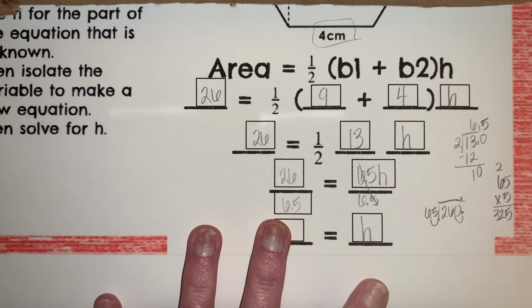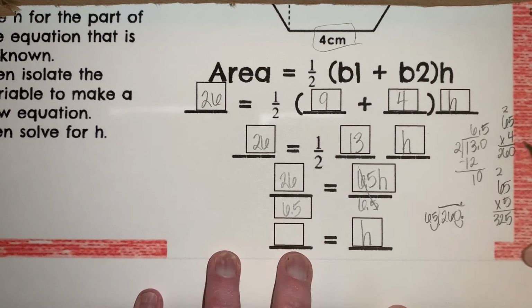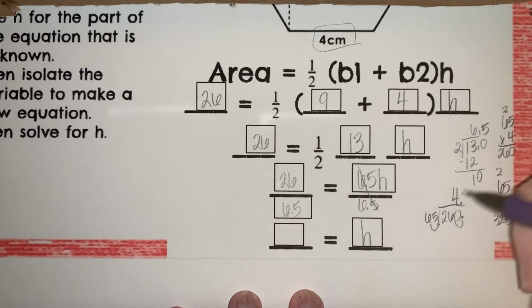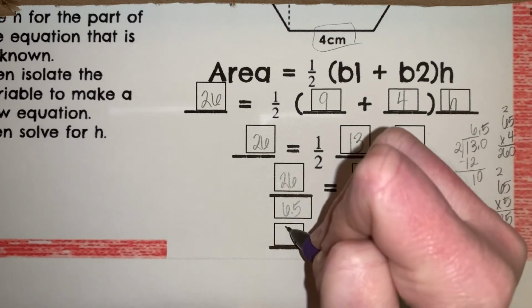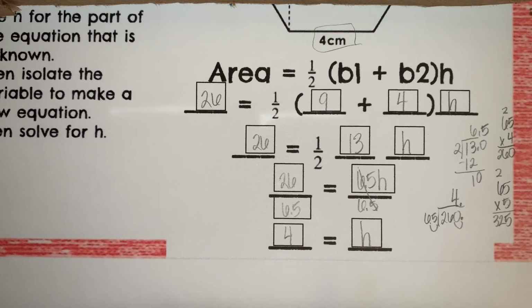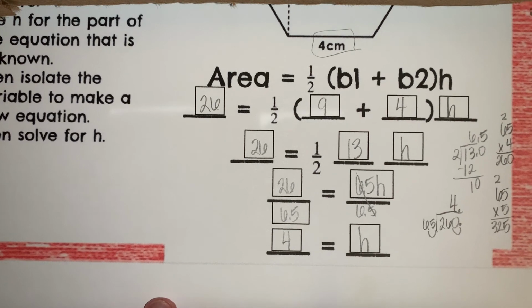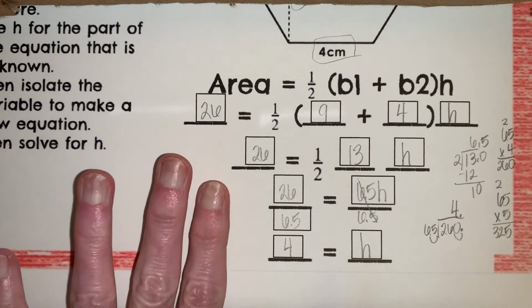So let's go down to 65 times 4. 260 exactly. So that would mean that the height is equal to 4 centimeters. Solving that equation to find the missing part. Okay, let's do one more.